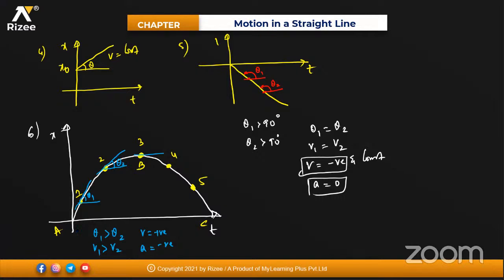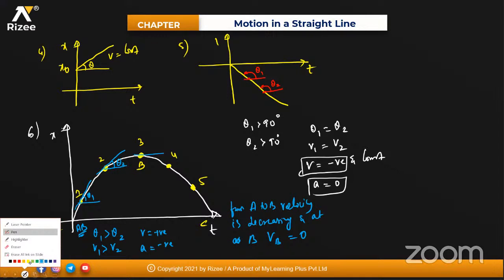Okay, this is from A to B. From A to B, velocity is decreasing, and at B, velocity at B will become 0. Clear? Is it clear? Yes, sir.